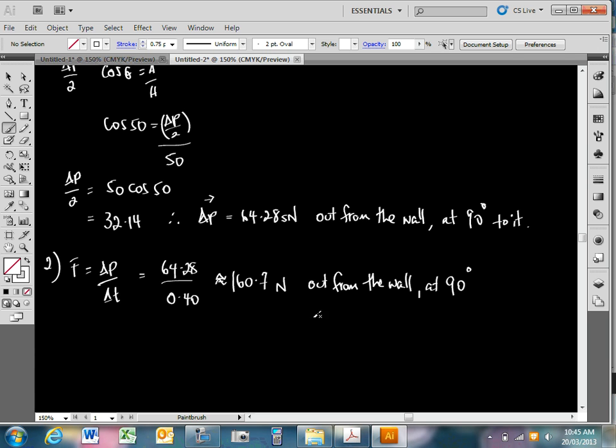At 90 degrees. 3, of course, these questions are starting to get repetitive. The force of the ball on the wall, by Newton's third law. I'm shortening it and shortening it. Don't do this in a test. State it longer than that. Newton's third law. 160.7 newtons toward the wall. Perpendicular.